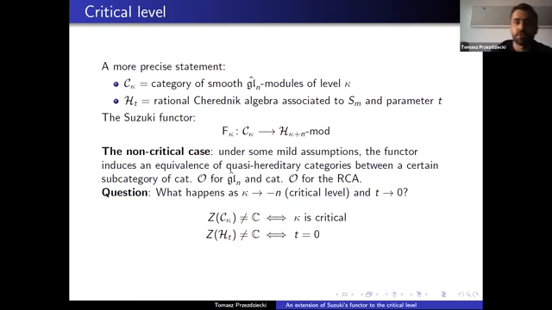And so the natural question is whether there exists a critical level limit of the Suzuki functor, and what it's like and what it does. The new phenomenon which is present at the critical level, and also when this parameter t for the Cherednik algebra equals 0, is that we have big centers. In fact, the center of this category is trivial unless kappa is critical, and the center of the Cherednik algebra is trivial unless t equals 0.